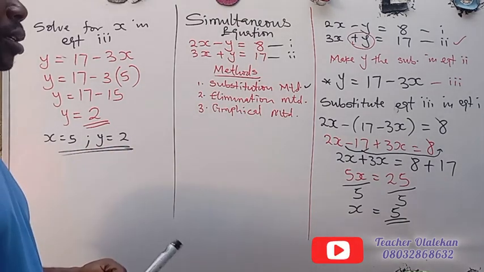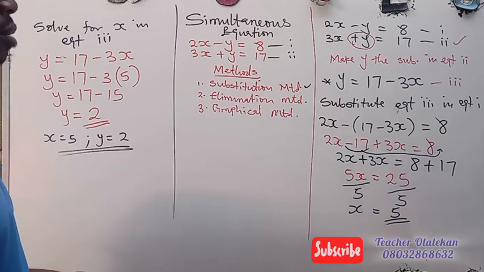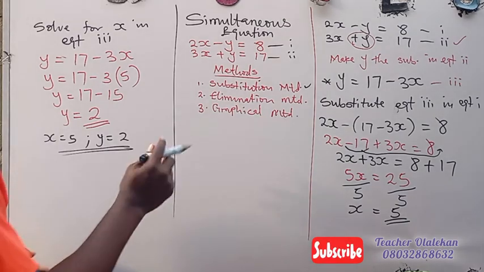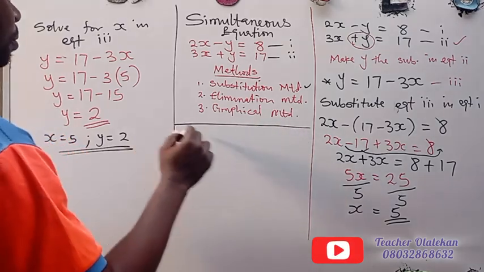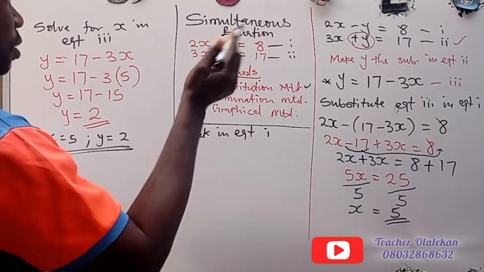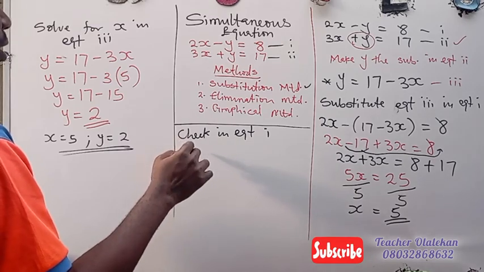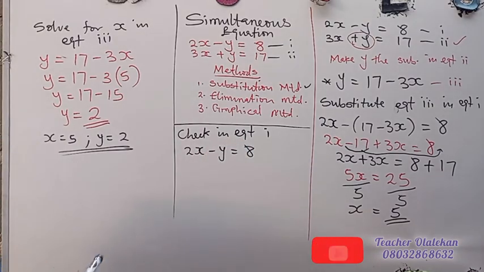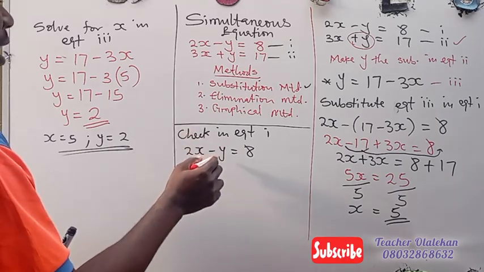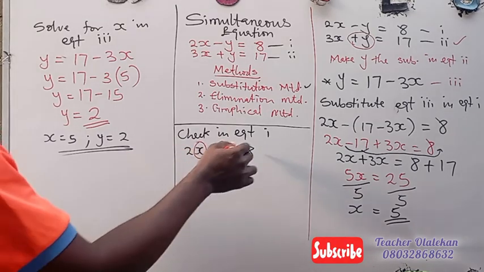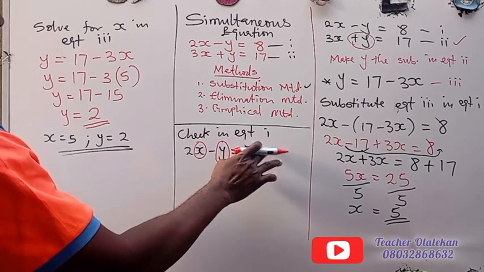It's possible for you to check if your answer is actually correct or wrong. How do you check? We can check in any of the equations. Let's check in equation 1. Do not forget that equation 1 says 2x minus y is equal to 8. After we are done solving it, we are expected to get 8. When we substitute the value of x and the value of y into this equation, we should get this 8.